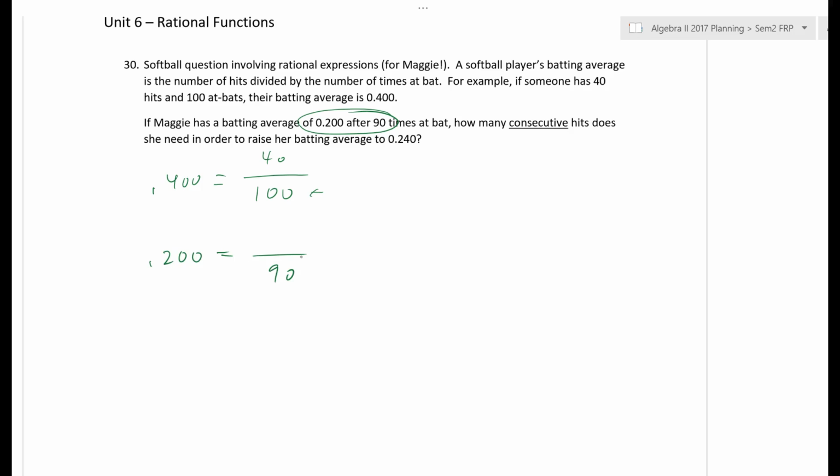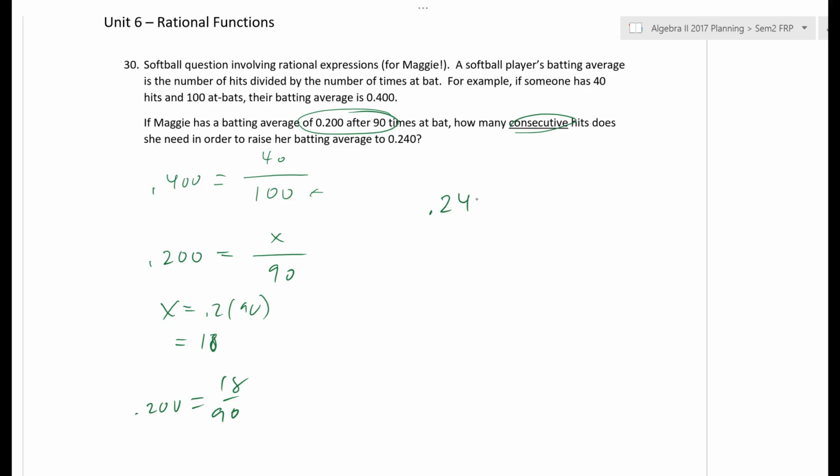So if she's batted 90 times, it doesn't actually say how many hits she currently has. We'd actually have to solve this little expression here. So x is 0.2 times 90, which is 18. So Maggie currently has 18 hits, so that's where the 200 is coming from. It's 18 over 90. So now the question is, she's going to bat some more consecutive times, and she needs to get some hits. How do we get her batting average to 240?